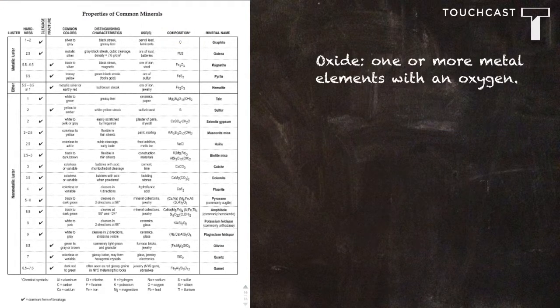The oxides are another mineral group. Oxides are 1 or more metal elements from the periodic table along with an oxygen. So when you look at the periodic table and you look under chemical composition, you're looking for just the oxygen. So for example, if I look here at magnetite, you can see their chemical formula FeO4, metal, iron, along with the oxygen. I would like you to stop the video and look for the other mineral that's in the oxide group.